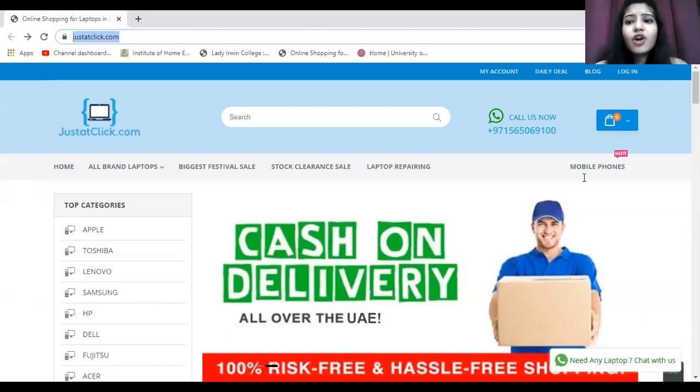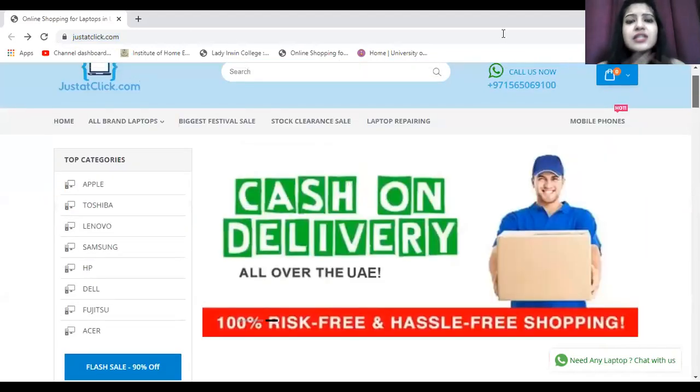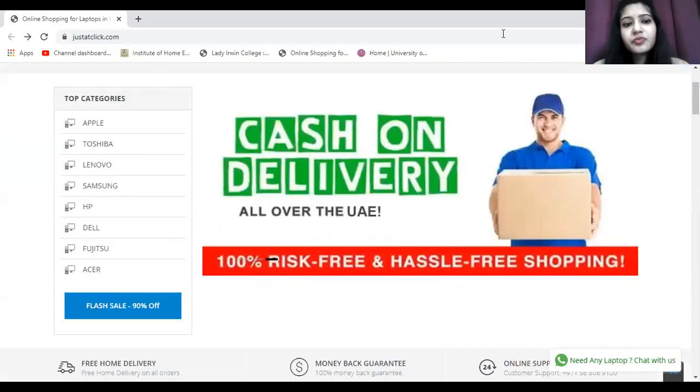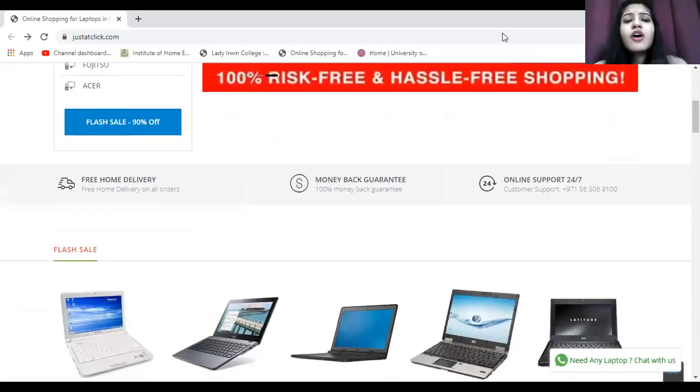This website offers you a great range of things. You get hassle-free shopping here because it offers you COD, all over the UAE. Along with that, it offers free home delivery, a money back guarantee and a 24/7 support system. What is this money back guarantee all about? If, within the 7-day exchange period, the gadget is not up to the mark and is not working properly, you definitely get a guarantee out there.